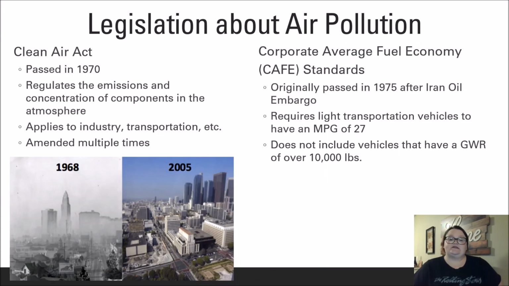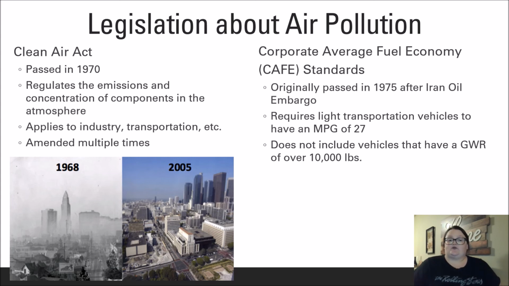Lastly, we need to discuss the legislation that exists to manage and deal with air pollution. There are two pieces of legislation that you'll need to know: the Clean Air Act and the Corporate Average Fuel Economy, also known as CAFE standards. Let's look at each of these in turn. The Clean Air Act was passed in 1970 to deal with the heavy pollution associated with increased use of automobiles and industry. As we mentioned earlier, the Clean Air Act sets concentration standards for 6 criteria pollutants.